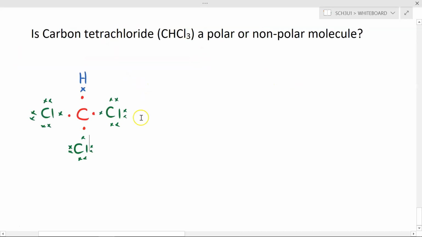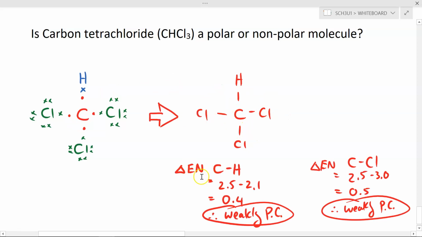All right, so from the periodic table, we know that chlorine has 7 valence electrons, carbon has 4, and hydrogen has 1 valence electron. So I'm going to assemble them like this, and when I clean it up, it should look like this. When we do our delta EN calculations, carbon has an EN value of 2.5, hydrogen is 2.1, so their delta EN is 0.4, which is in the weakly polar covalent range. Same thing with C-Cl, 2.5, 3.0 gives you 0.5.